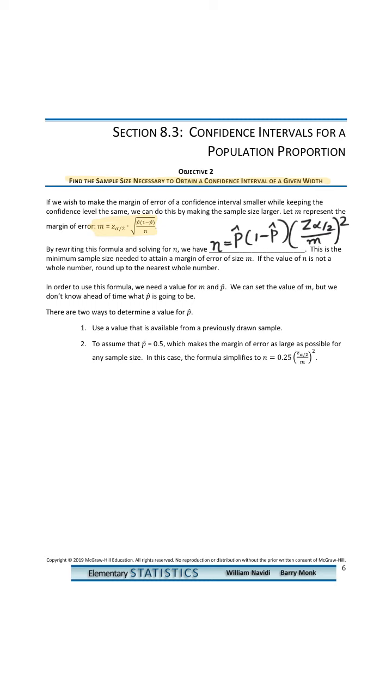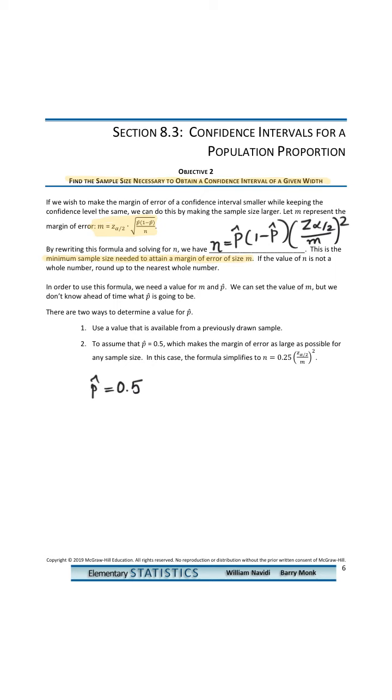This is the minimum sample size needed to attain the margin of error of size m. But if p cap is not available, we assume that p cap is 0.5. That makes the margin of error as large as possible for any sample size.